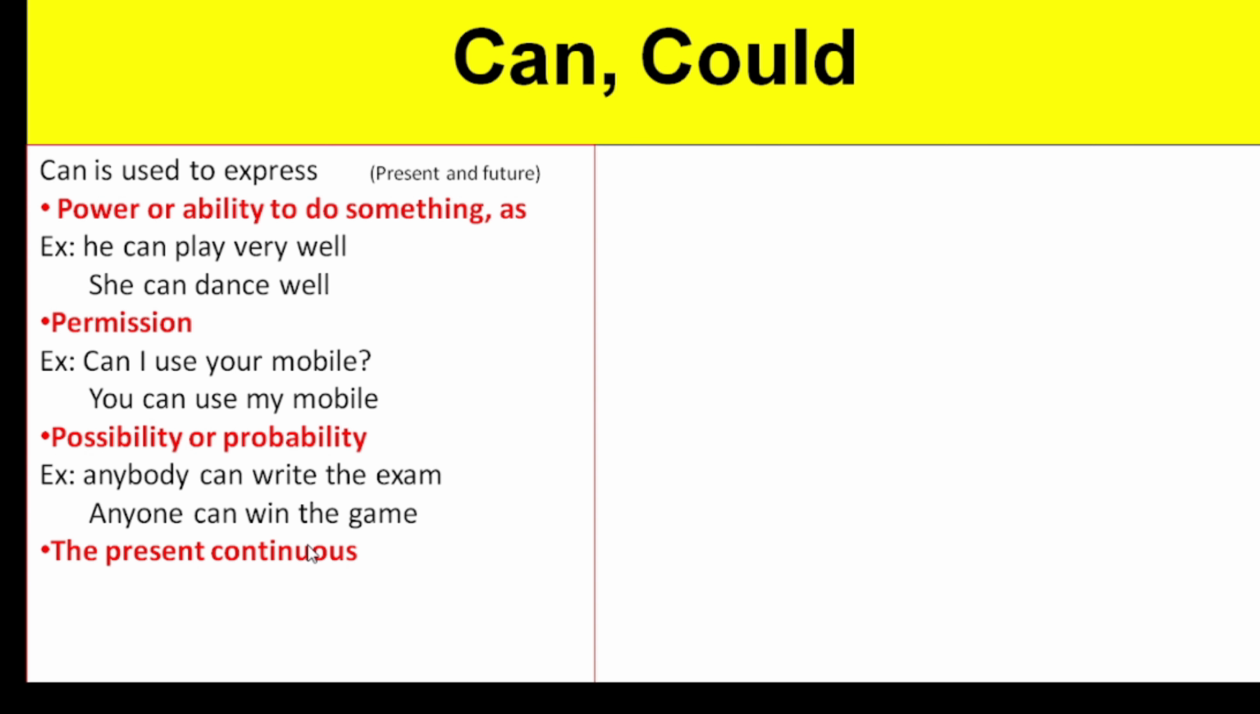For the present continuous also we use can. I can see he is reading. So can shows an ability, but reading shows the present continuous. So this we use with can. So the modal auxiliary can be used in the present tense as well as for the future tense also.